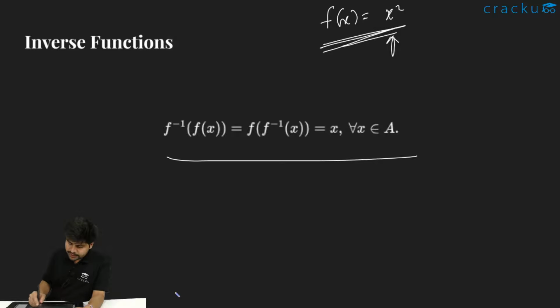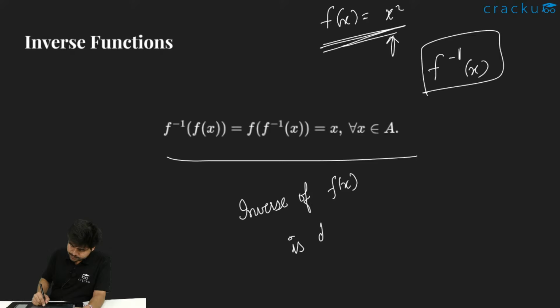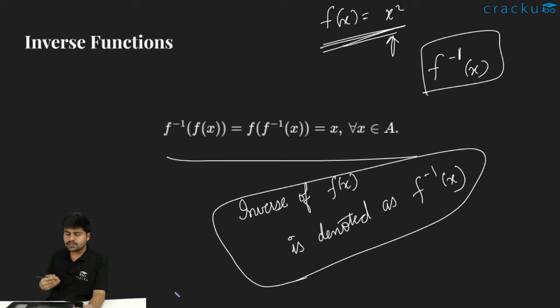So for example, an inverse is denoted by f of minus 1 x, f inverse x. This is how we denote the inverse of a function f(x). So the inverse of f(x) is denoted as f inverse x. This is how you denote it.